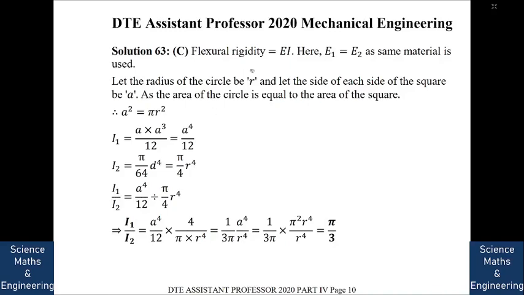Now E1 I1 by E2 I2, that is the ratio of this flexural rigidity, becomes I1 by I2, which is equal to a to the power 4 by 12 divided by pi by 4 r to the power 4. So it becomes a to the power 4 by 12 into 4 by pi r to the power 4. So 4 and 12, it is 1 by 3 that remains, a to the power 4 remains, and here pi into r to the power 4. Now 1 by 3 pi into a to the power 4 can be given as pi r square to the power whole square. So it becomes pi square r to the power 4. From here we get this ratio is pi by 3.